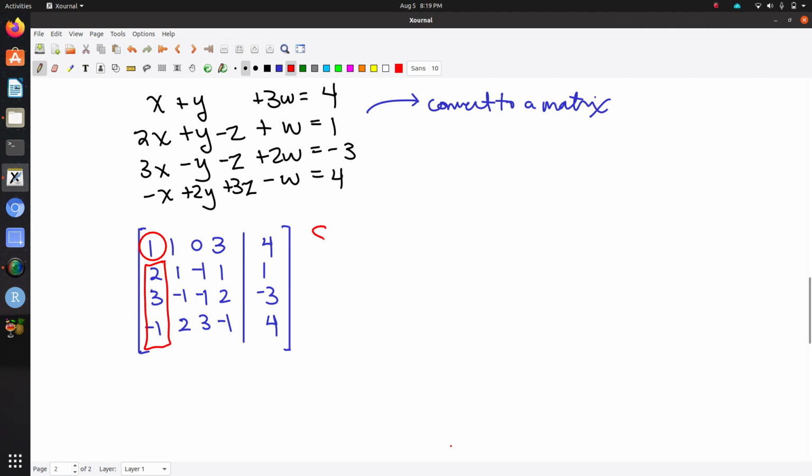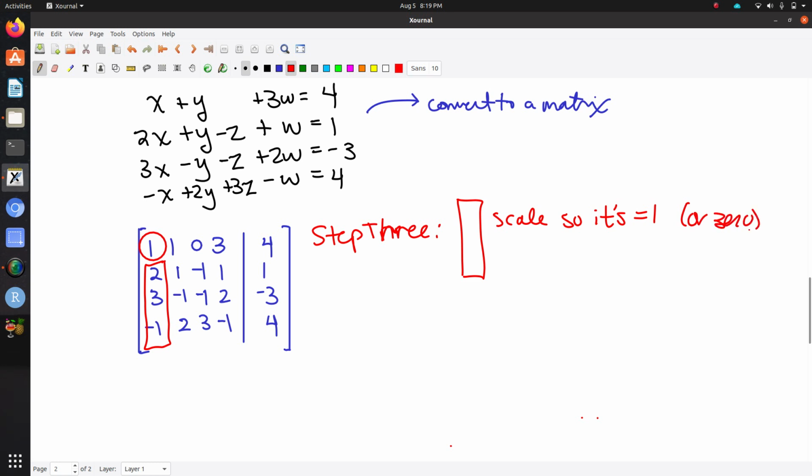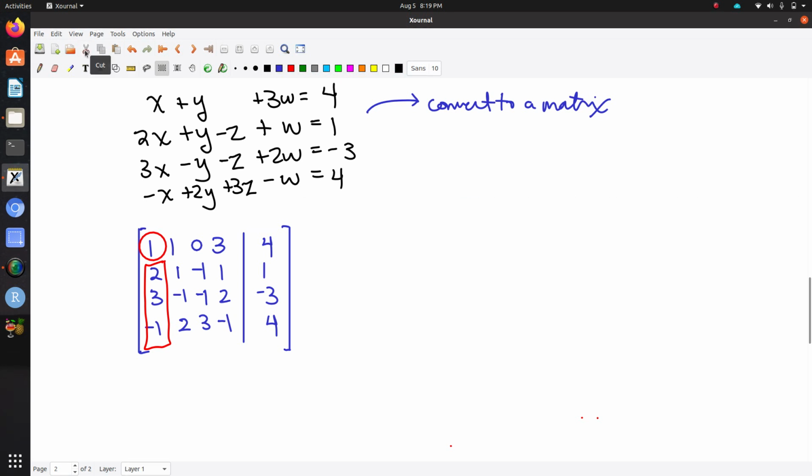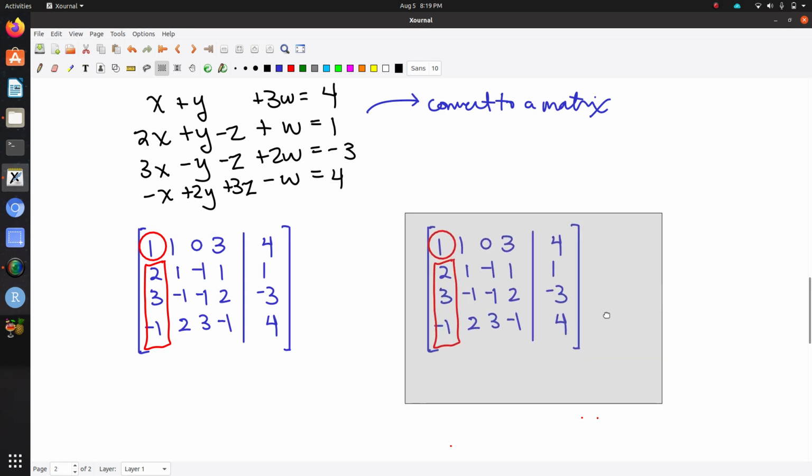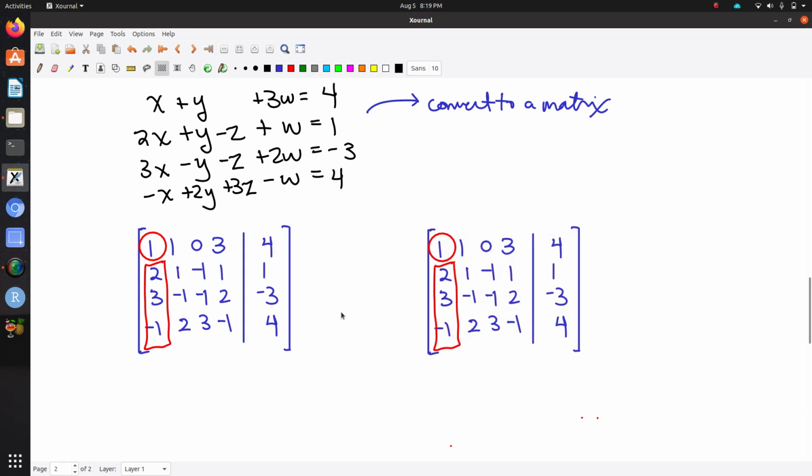Step 3, everything in this column, you want to scale it so it's equal to 1 or 0. If it's 0, you can leave it alone. Okay? So what I'm going to do is I'm going to scale all this stuff, and I'm going to do this in such a way that hopefully it's not scary. So I'm going to just make a copy actually, so that we don't forget where we came from, because I'm going to have to erase stuff and write it back in again.